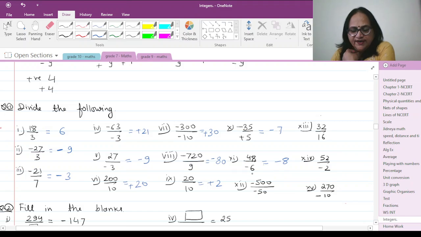48 divided by minus 6. I have one negative, so my answer will be negative. Then 6 8s are 48. Here both are negative, so the answer will be positive. Here plus 2. Here one is negative, so my answer will be negative. 2 2s are 4, 2 6s are 12. Here again one is negative, so my answer will be negative 27.